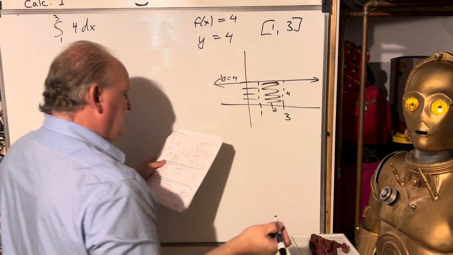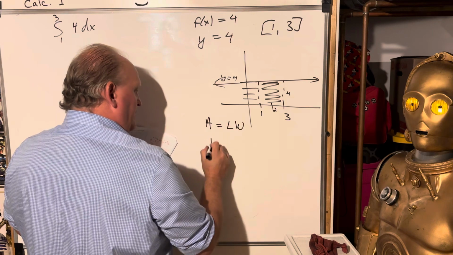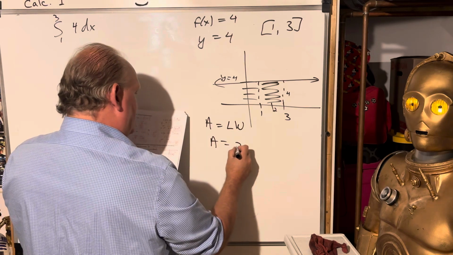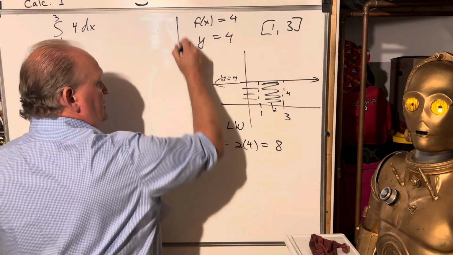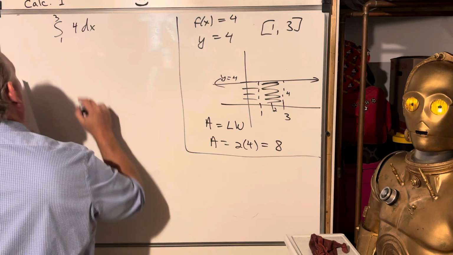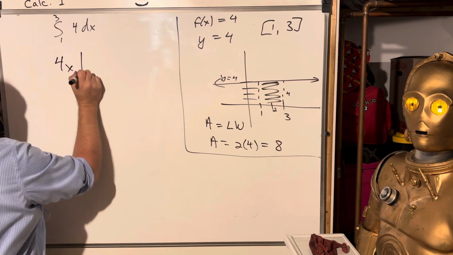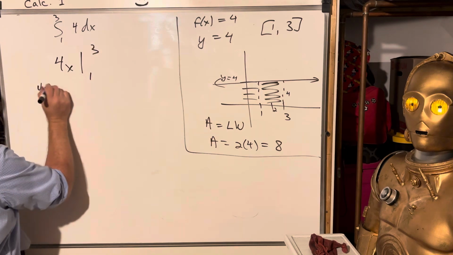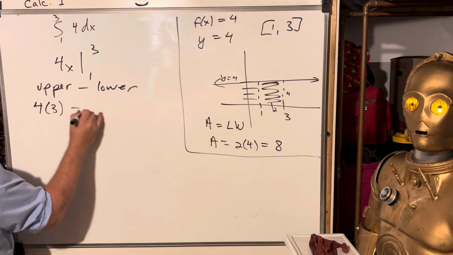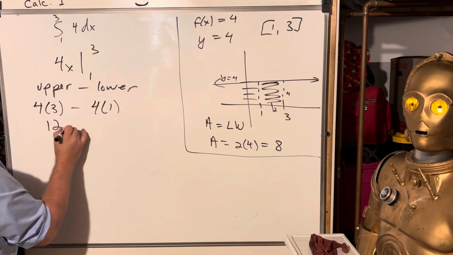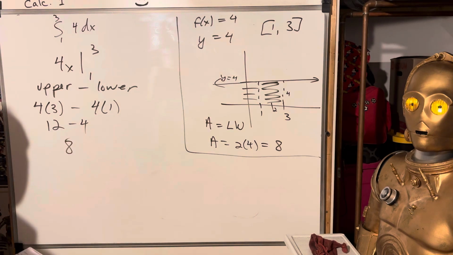So since we know that's 2 by 4, area is equal to length times width of a rectangle. So 2 times 4 is 8. All right, so that is without calculus. So let's look with calculus. I do the antiderivative. That's 4x. I take it from 1 to 3. I do upper minus lower. And I get 4 times 3 minus 4 times 1. That's 12 minus 4, which is also 8. Yay.